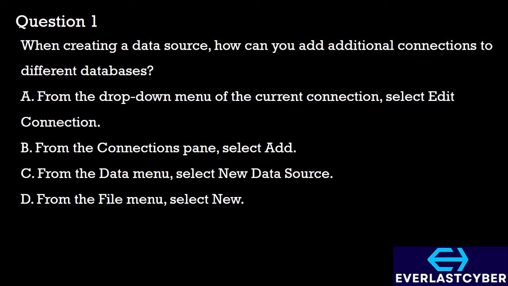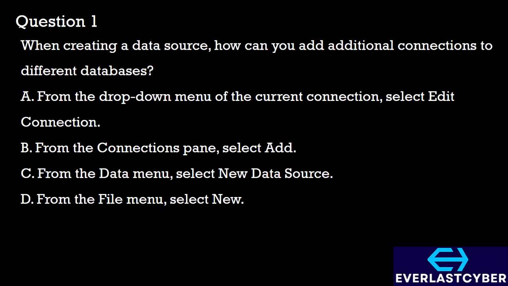In option A, this option allows you to modify or edit the current connection, such as server details, changing credentials, or database settings. However, it does not allow you to add a new connection to a different database. In option B, there is no Add button in the Connections pane to add new data sources. The Connections pane shows existing connections for the active data source.